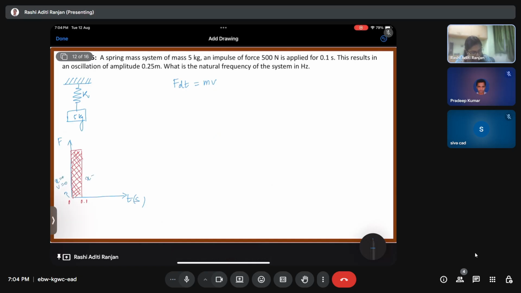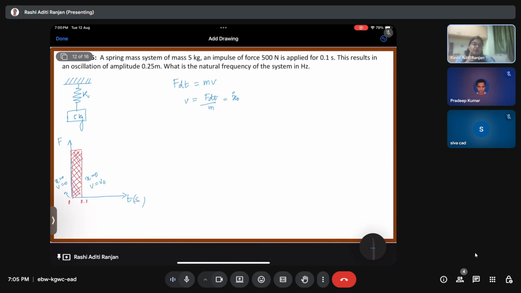So over here we have V naught. The V naught we can get from over here, right? So we have V as F dt by m, which is nothing but equal to x naught dot, the initial condition.